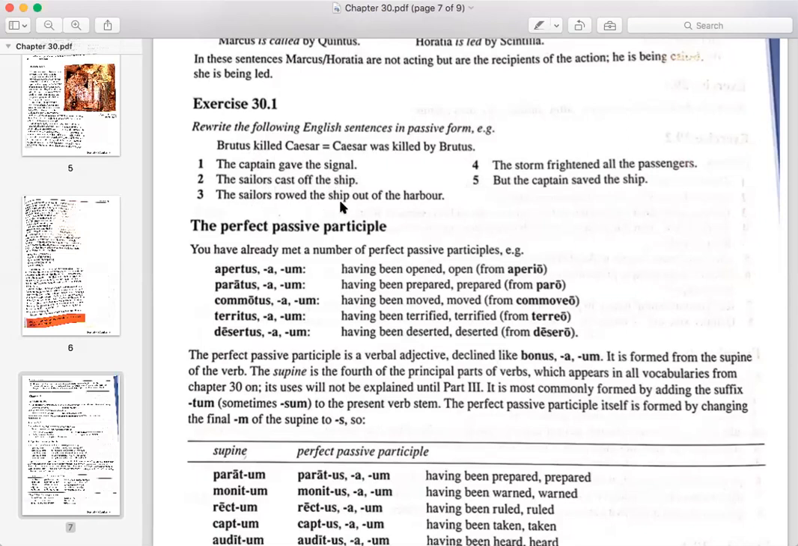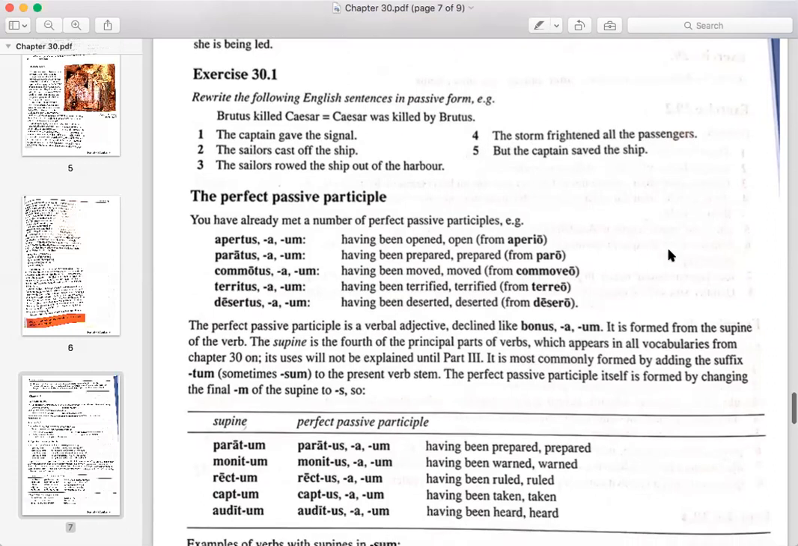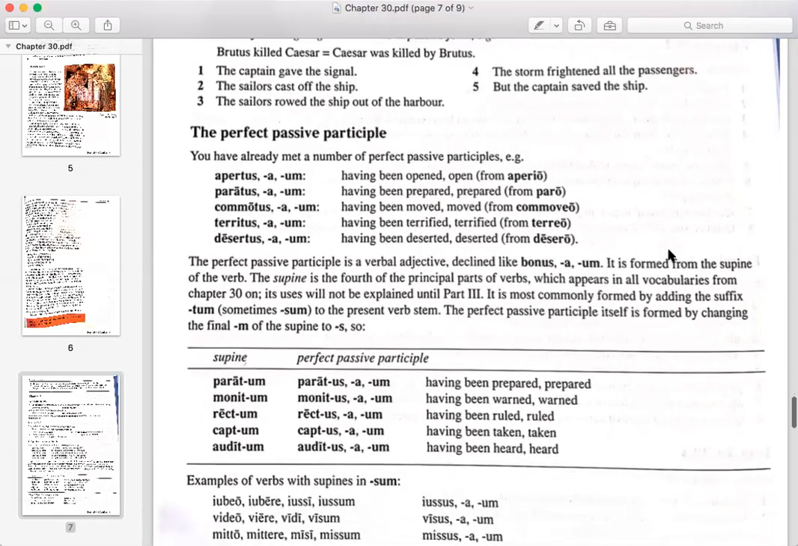Number 3, the sailors rowed the ship out of the harbor. So the ship was rowed by the sailors out of the harbor. That sounds weird. Number 4, the storm frightened all the passengers. The passengers have been frightened by the storm. Excuse me, all the passengers have been frightened by the storm. And number 5, the captain saved the ship. So the ship was saved by the captain. So you're just flipping the subject and the object.